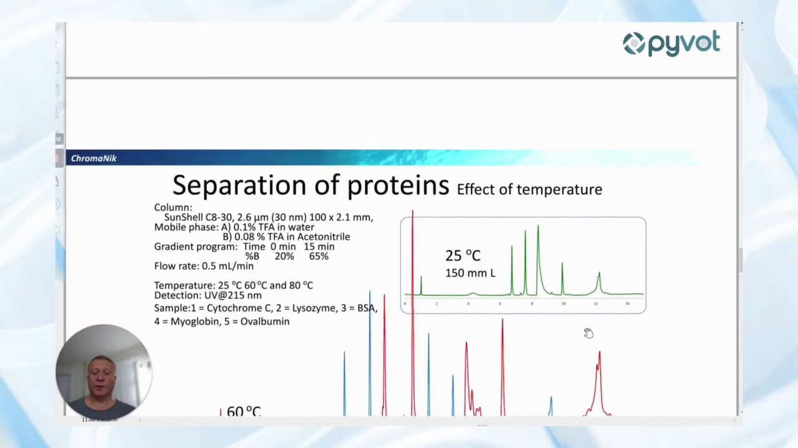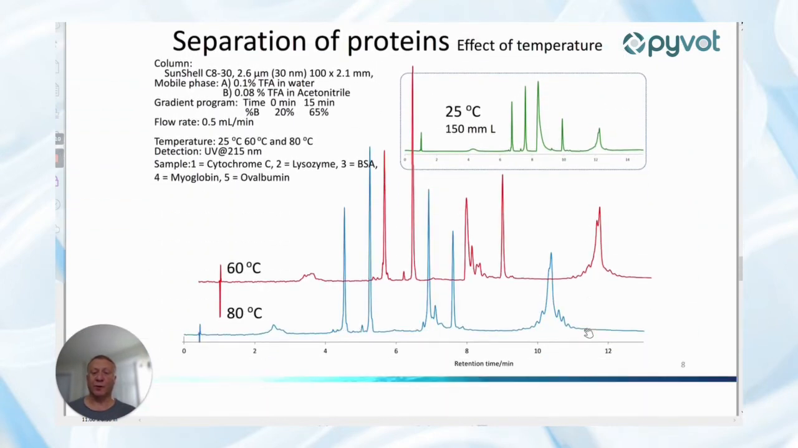Now, what about separation of proteins in relation to effects on temperature? You can see this here. We broke it down to 25 degrees, 60 degrees, and 80 degrees Celsius. We're looking at 5 different protein samples as well. Basically what this slide is saying is, the higher the temperature, the better the separation.